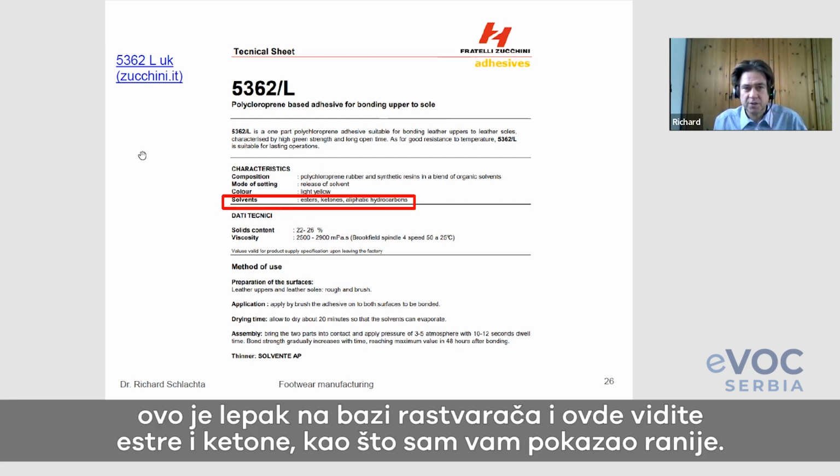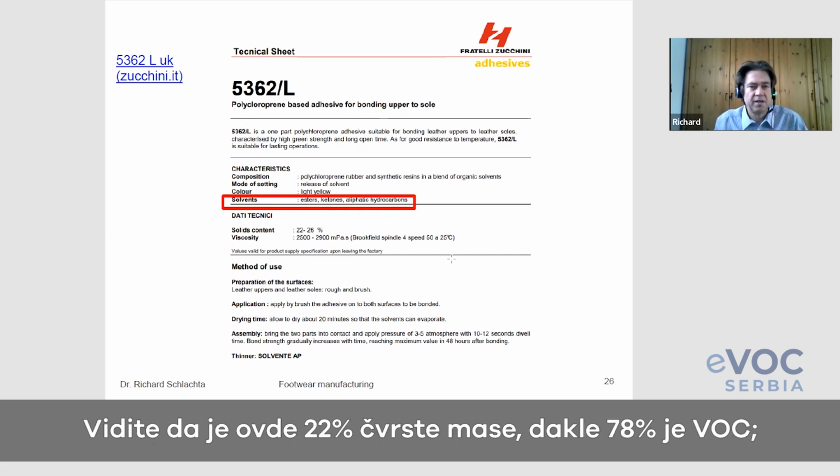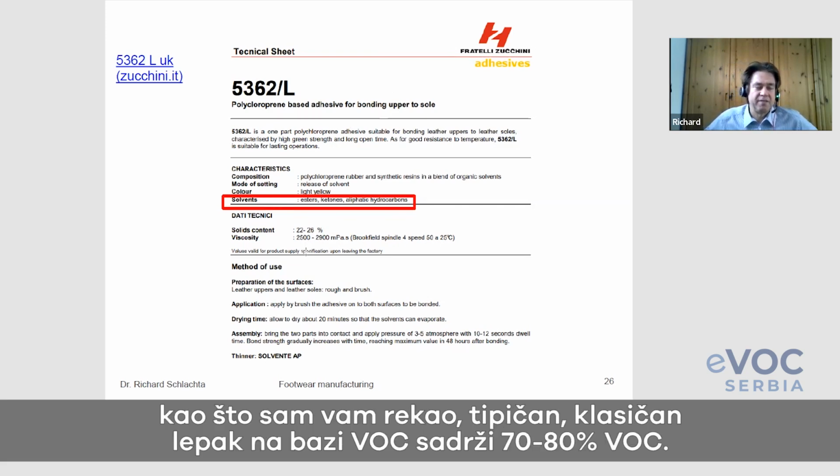And you see that is a solvent-based adhesive. And here you can see esters, ketones, as I have shown you before. And you see that has about 22% solids, and you can imagine then about 78% is VOC. So a typical VOC containing adhesive, as I told you, the classic is 70 to about 80% VOC.